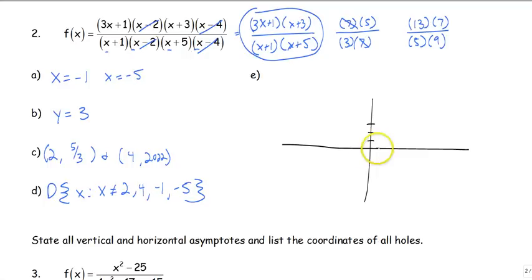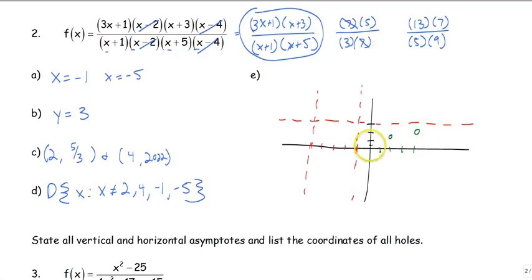We were graphing this. We have a horizontal asymptote at y equals 3. And we have our vertical asymptotes at x equals -1 right here, and x equals -5. So we have two vertical asymptotes there. We have holes at 2 and 4. So at x equals 2, it's at 5/3. It's a little bit above 1, so there's a hole there. And at x equals 4, 2.022 is a little bit higher, about right there.